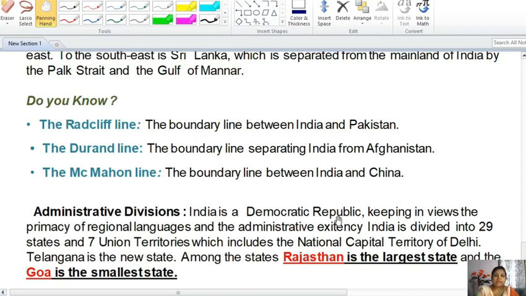Now let us discuss the important administrative divisions of India. India is a democratic republic consisting of its own regional languages and administrative extent, and on that basis it is divided into 29 states and 7 union territories, which includes the National Capital Territory, that is New Delhi. Telangana is a new state. Among the states, Rajasthan is the largest state and Goa is the smallest state.